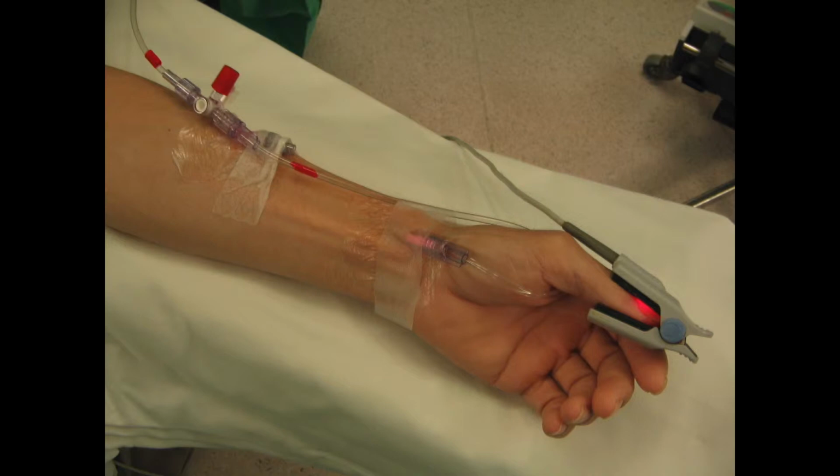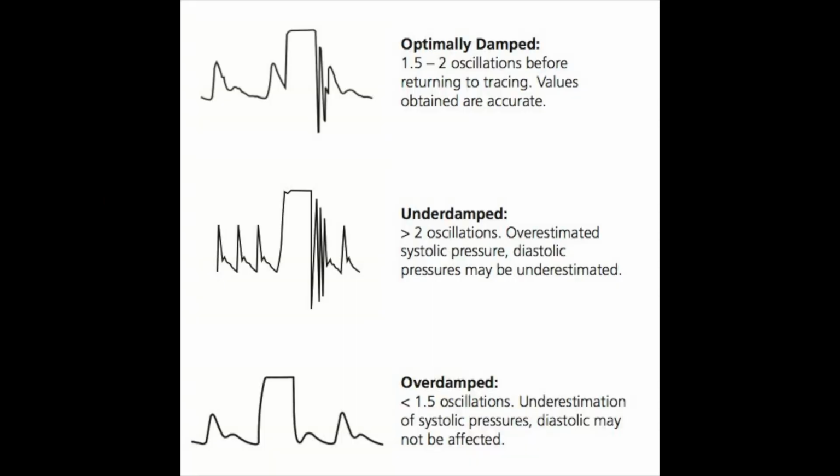Now if it's not, you should attempt a square wave flush test of the system. This test should return optimally damped oscillations, so 1.5 to 2 oscillations before it returns to the baseline tracing. It shows that you're getting accurate results from your arterial waveform. If it's underdamped, we'll have greater than 2 oscillations, so we're overestimating systolic pressure and we're underestimating diastolic pressure. If we're overdamped, we'll have less than 1.5 oscillations, and then we're underestimating systolic pressures, and diastolic is probably not going to be affected by this.